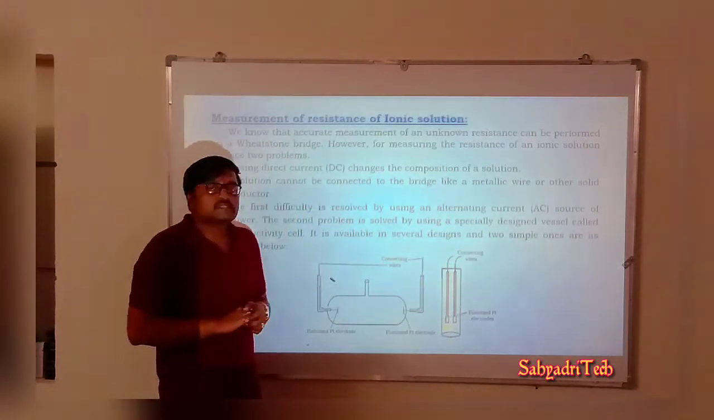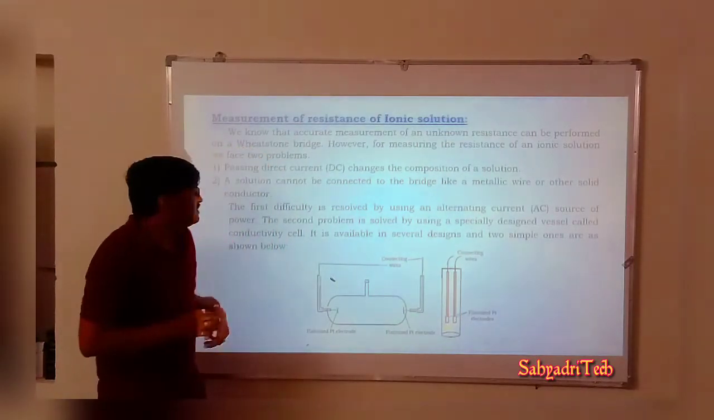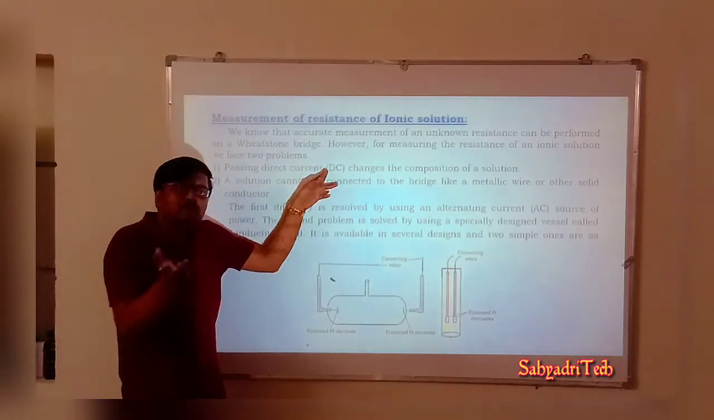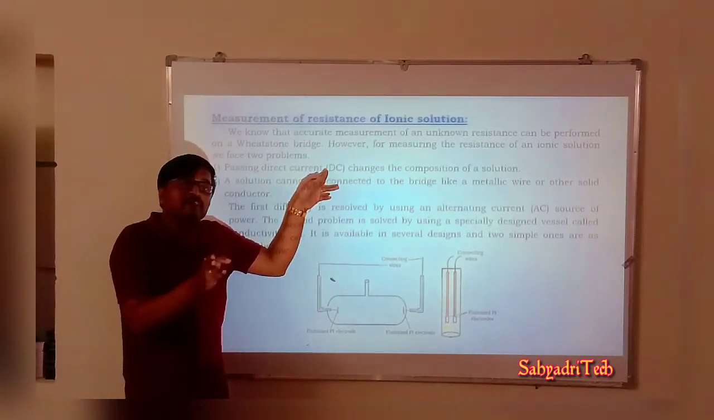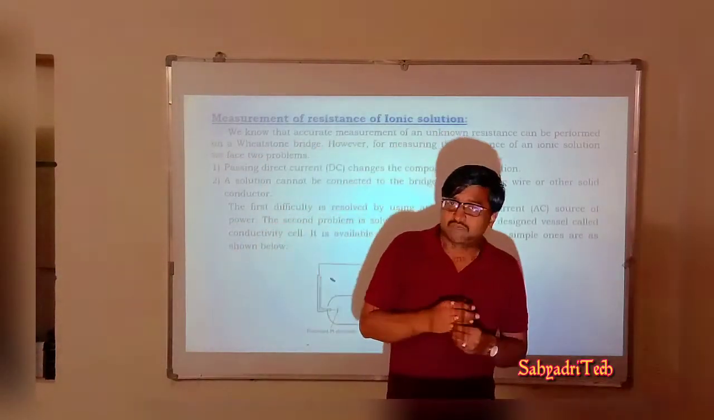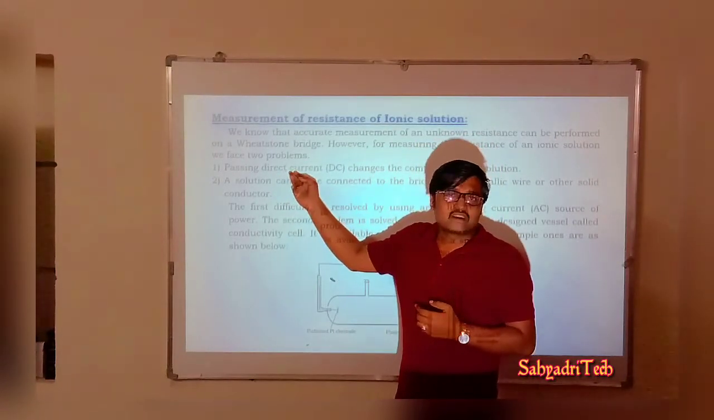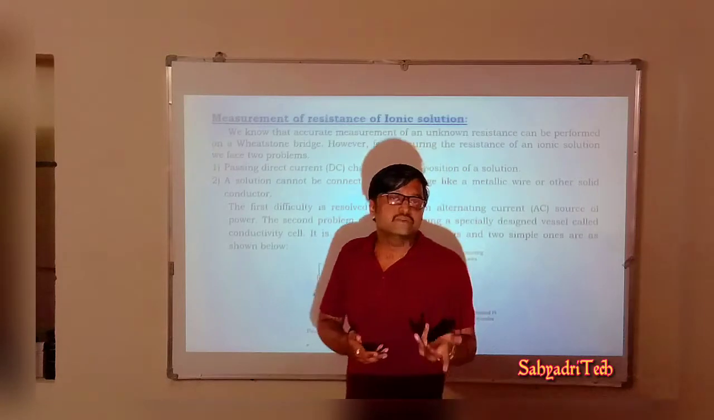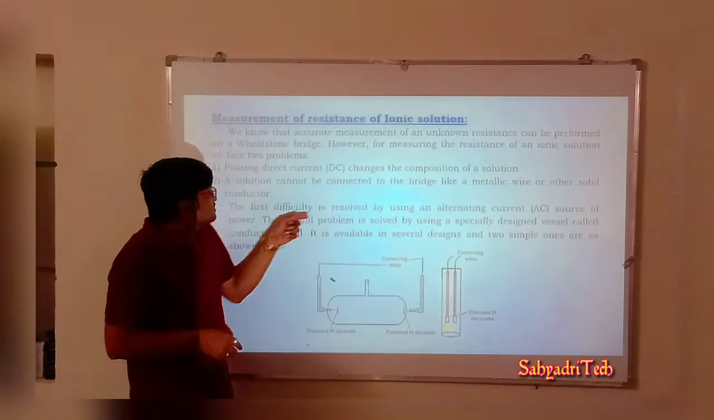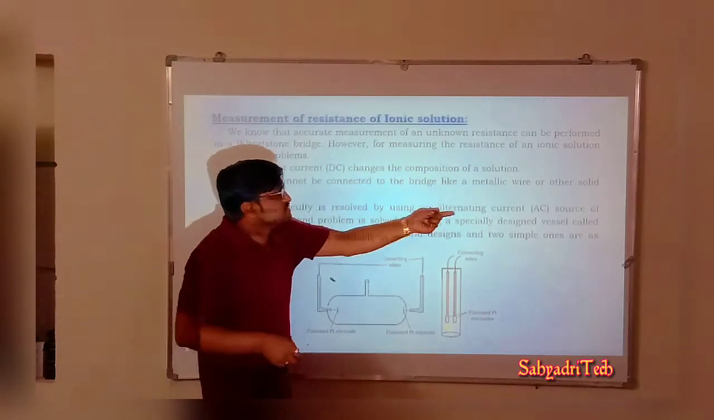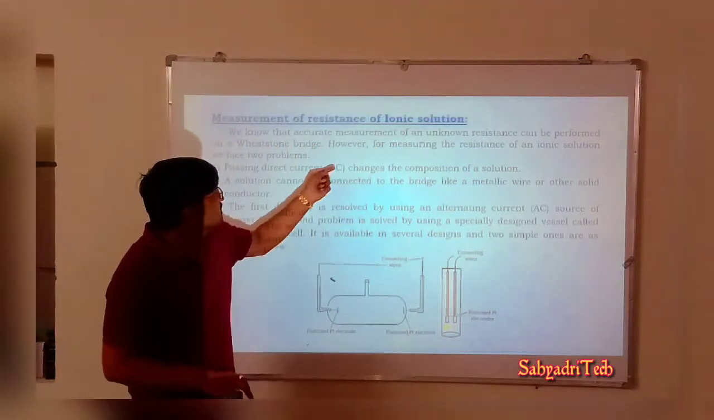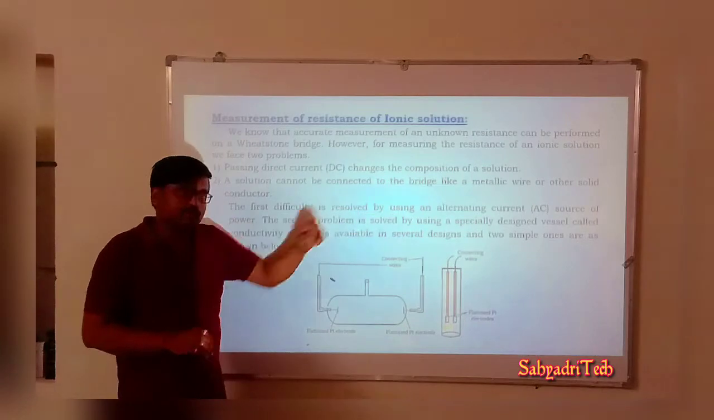Well, these problems can be resolved. Say the first problem, passing direct current. Yes, we have another form of current, that is alternating current. If I want to measure the resistance of ionic solutions, the first problem was that direct current cannot be used. Well, in that case, we can use alternating current. So the first difficulty is resolved by using an alternating source of current. That is, AC can be used instead of DC.